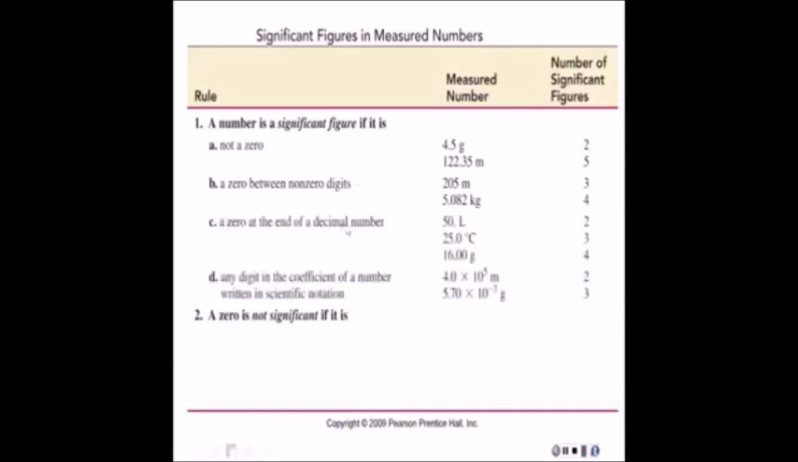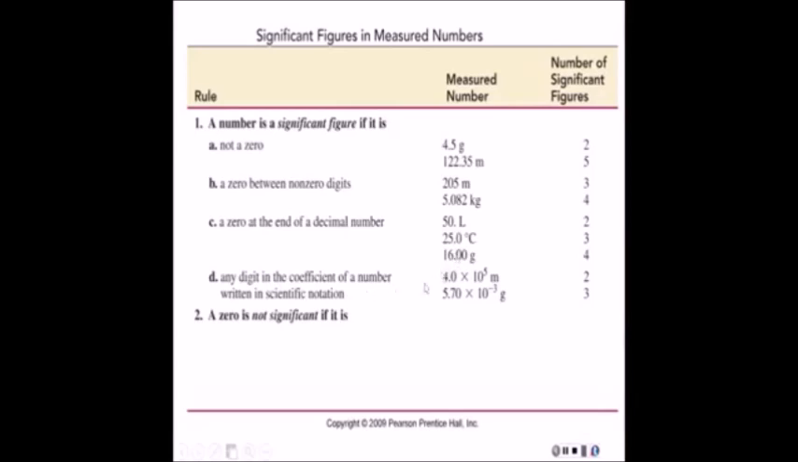A 0 at the end of a decimal. If there's a decimal point in a number, like you see here, those zeros are going to be significant. So here, 50.0 liters would be 3 significant figures. And what this means is 50.0, not 50.1. 25.0, 3 significant figures. This means 25.0, not 25.1. So if you have a decimal point in a number and it has zeros, those zeros will be significant.